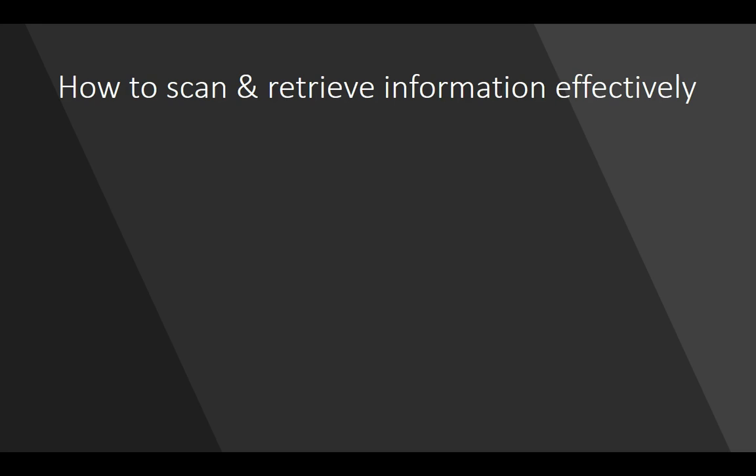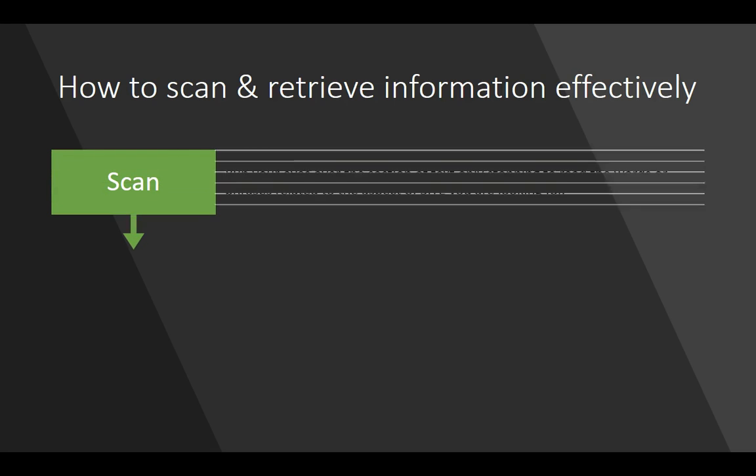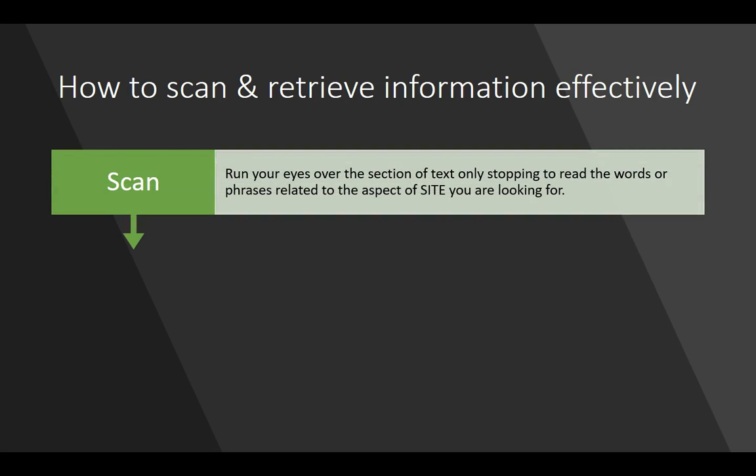Okay, so how do you scan and retrieve information effectively? Well, we've just been doing it. So what we've been doing is scanning. We've been running our eye over the section of text that we need to look at. So we've been zooming in on those narrow line references, and when we were doing that, the arrow that you could see on your screen was representing running the eye over the text, and then we only stopped when there were words or phrases related to the particular aspect of sight that's been specified in the question.